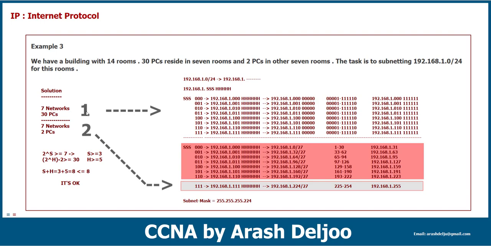Let me first solve step 1. Here you can see the calculation of the requirement. 2 to the power of s should be greater than or equal to 7, and after that 2 to the power of h minus 2 should be greater than or equal to 30. S should be greater than or equal to 3. H should be greater than or equal to 5. S plus H, 3 plus 5, equals 8, and we need 8 bits. Because we have 8 bits, we can solve it.